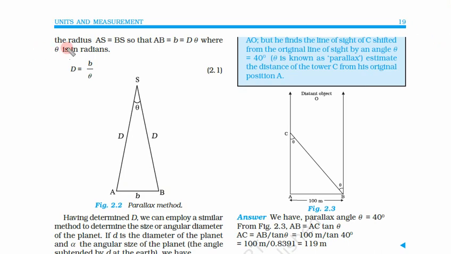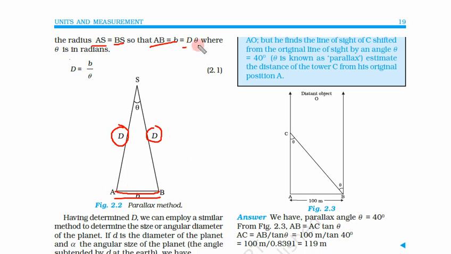So now the radius AS is equal to BS. So we know this distance is equal to radius. So both are radius, so they must be equal. So AS and BS, this distance must be equal to this distance, and this AB is equal to b. This is equal to b, that is the approximation. Instead of this curved surface, something like this, we have taken this equal to a straight line.